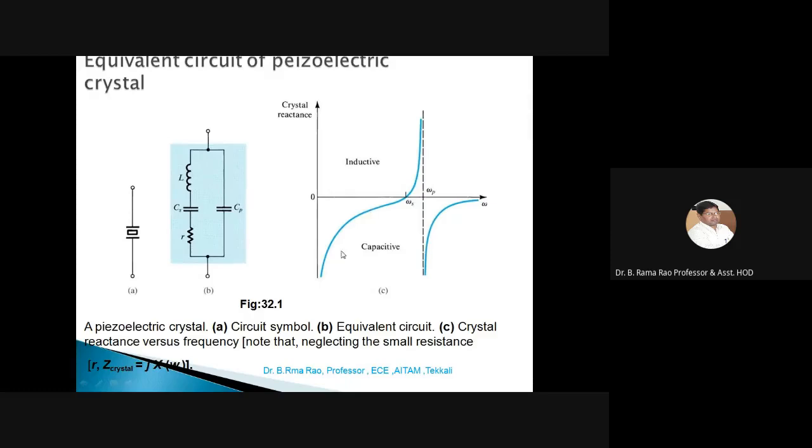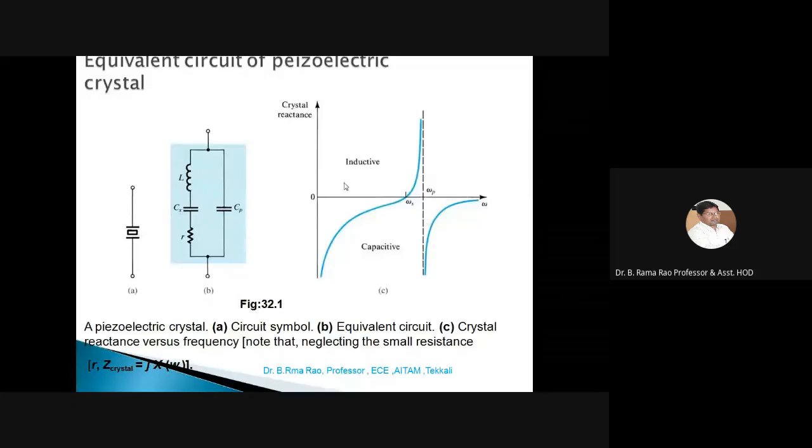So the reactance of the crystal is capacitive in nature. We start with low frequency, that is 0, and then increase it. Up to the series resonance frequency, your crystal will exhibit capacitive nature. The crystal is capacitive up to the series resonance frequency.